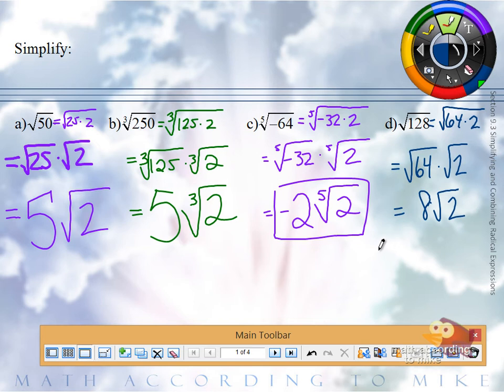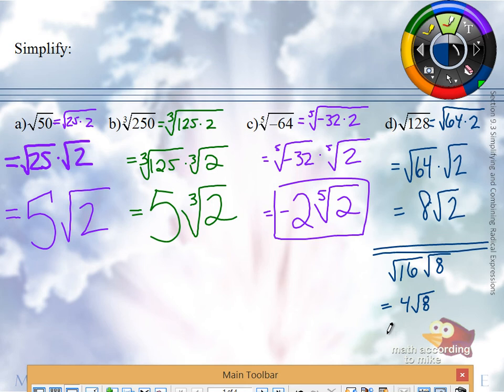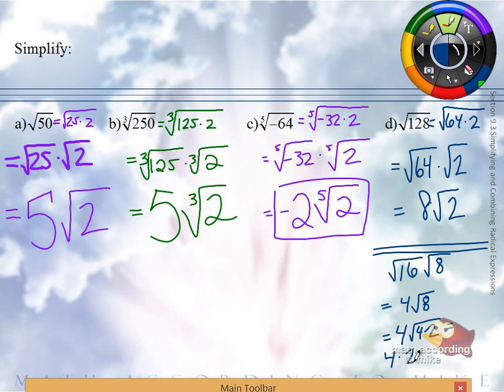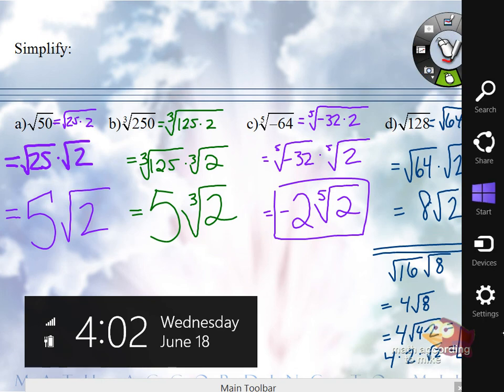Let's suppose that you did say 16. It would be 16 times what? 8? Which would give you 4 radical 8. But then the problem is 8 contains a perfect square. It contains 4. So you'd have to break it up yet again. And then you would get your 8 radical 2. So pull out the largest one you can.